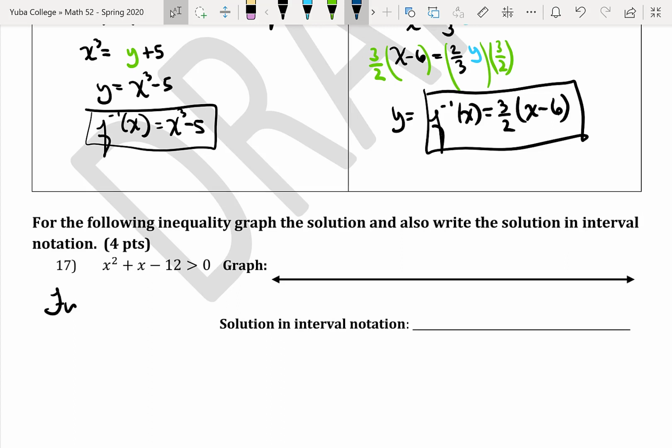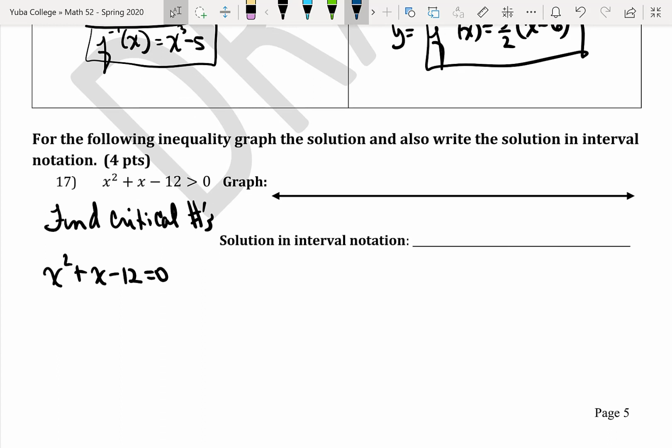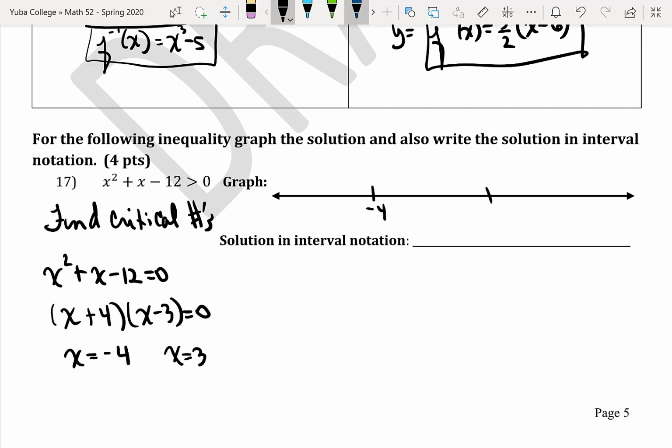It's a quadratic equation, so we can solve this by factoring. Two numbers that multiply to negative 12 and add to positive 1 are a positive 4 and a negative 3. So x plus 4 is 0 when x is negative 4, and x minus 3 is 0 when x is 3. Once you find your critical numbers, you're going to place these on the number line. There's no number where x squared plus x minus 12 is undefined, so there's nothing that I have to look at there. So once you find your critical numbers, we're going to test numbers on either side of our critical number, plug it into our inequality to see if it's a true or false statement.